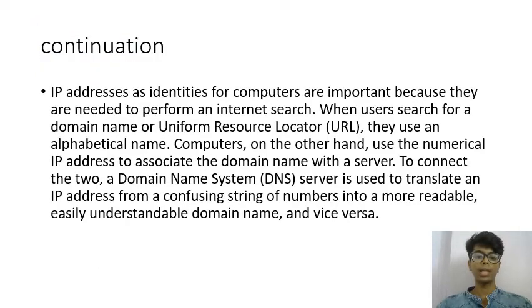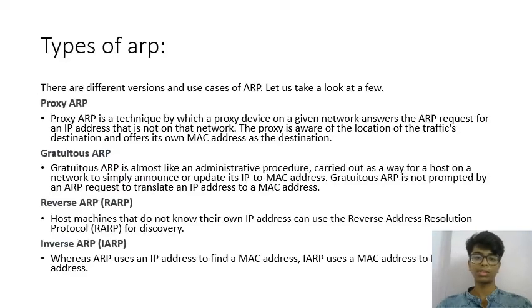So IP addresses identified for computers are important because they are needed to perform internet searches. When users search for a domain name or uniform resource locator, URL, they use an alphabetical name. Computers, on the other hand, use numerical IP addresses to associate the domain name with a server. To connect to a domain name system, a DNS server is used to translate an IP address from a confusing string of numbers into a more readable, easily understandable domain name, and vice versa.